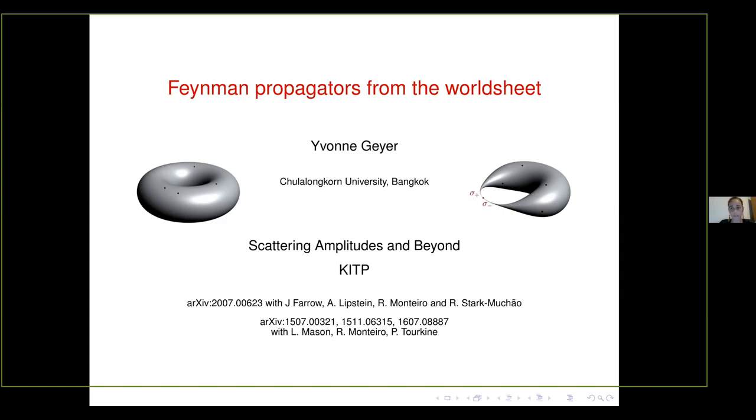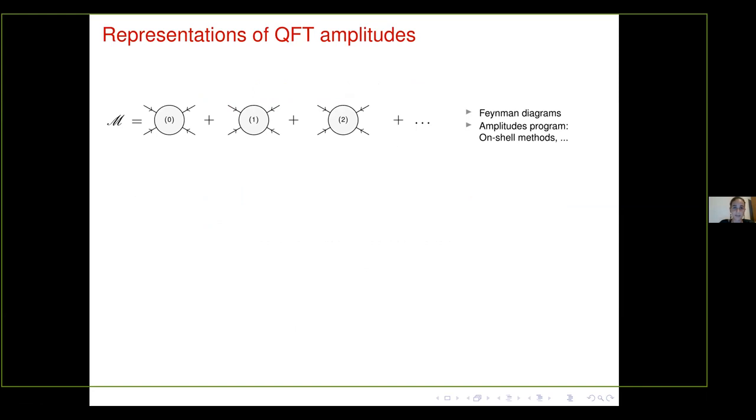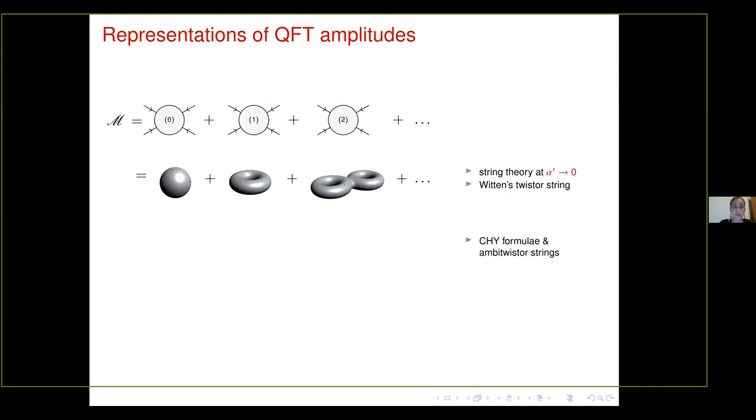formulation or representation. And just to situate this a bit more for you, what I want to focus on today is a specific representation of quantum field theory amplitudes as coming from a worldsheet theory. We've known at least since Witten's twistor string that this exists, and it has seen a considerable uptake more recently, first through the CHY formulae and then through the ambitwistor strings that underlie these formulas.